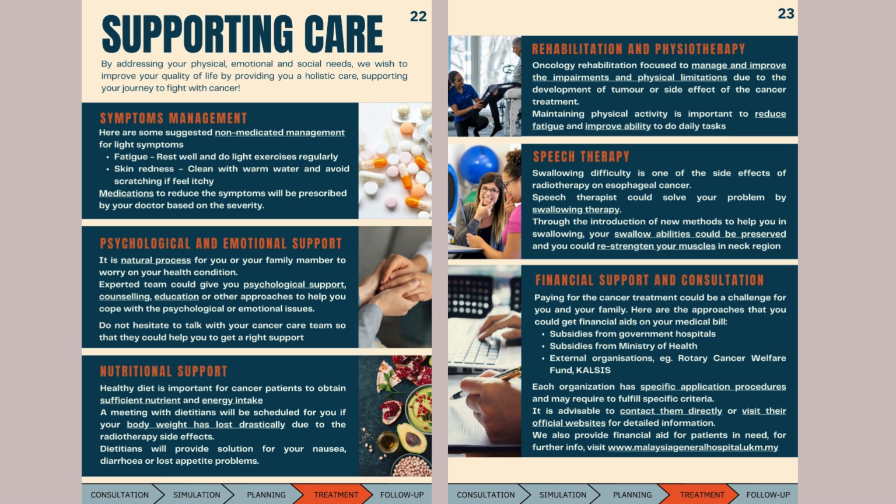Secondly, psychological and emotional support. It is a natural process for you or your family member to worry about your health condition. An expert team could give you psychological support, counseling, education, or other approaches to help you cope with the psychological or emotional issues. Do not hesitate to talk with your cancer care team so that they could help you to get the right support. Third, nutritional support.